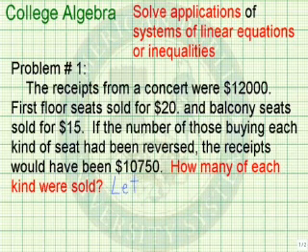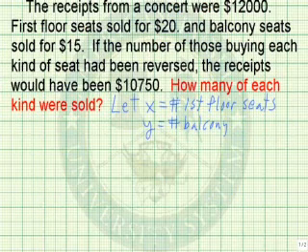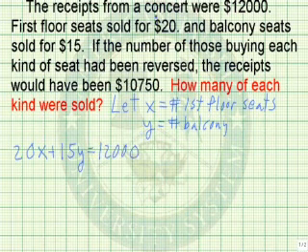Let's begin by letting X represent the number of first floor seats. Then let's let Y represent the number of balcony seats. Let's see if we can write an equation using these two variables. So we would have 20 times X plus 15 times Y equal to $12,000. Because $12,000 was the total, first floor seats were $20, so 20 times the number of first floor seats plus 15 times the number of balcony seats.